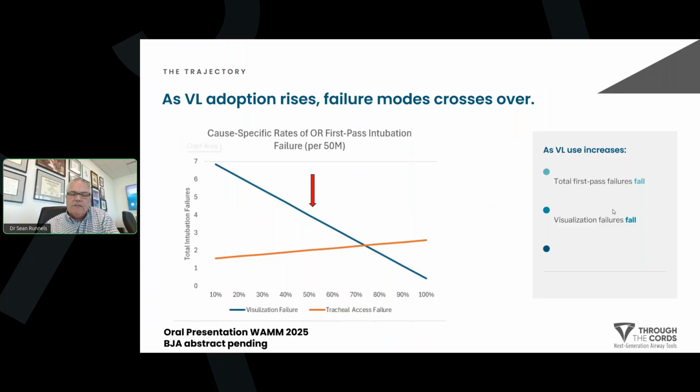Visualization failures fall quite steeply, which is to be expected. But you can see here that we actually increase in the absolute numbers of tracheal access failure. And so what we can see is there's a crossover point when tracheal access eclipses visualization as the dominant cause of first pass intubation failure, and that's at 75% VL use.